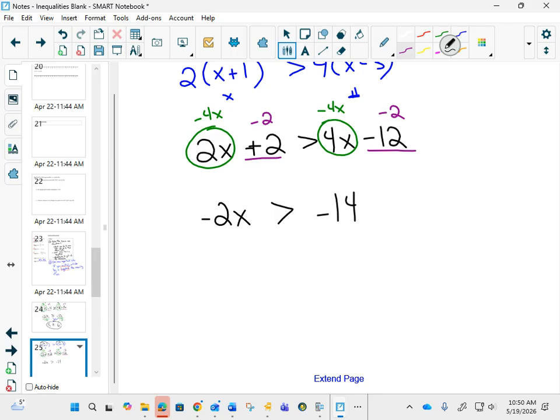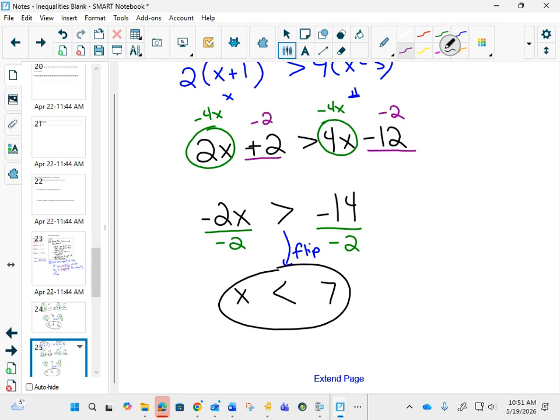The next one is for you. Next, I have to divide both sides by negative 2. This will give me an x. This will give me a 7. And we divided by a negative, so our sign flips. Circle your final answer.